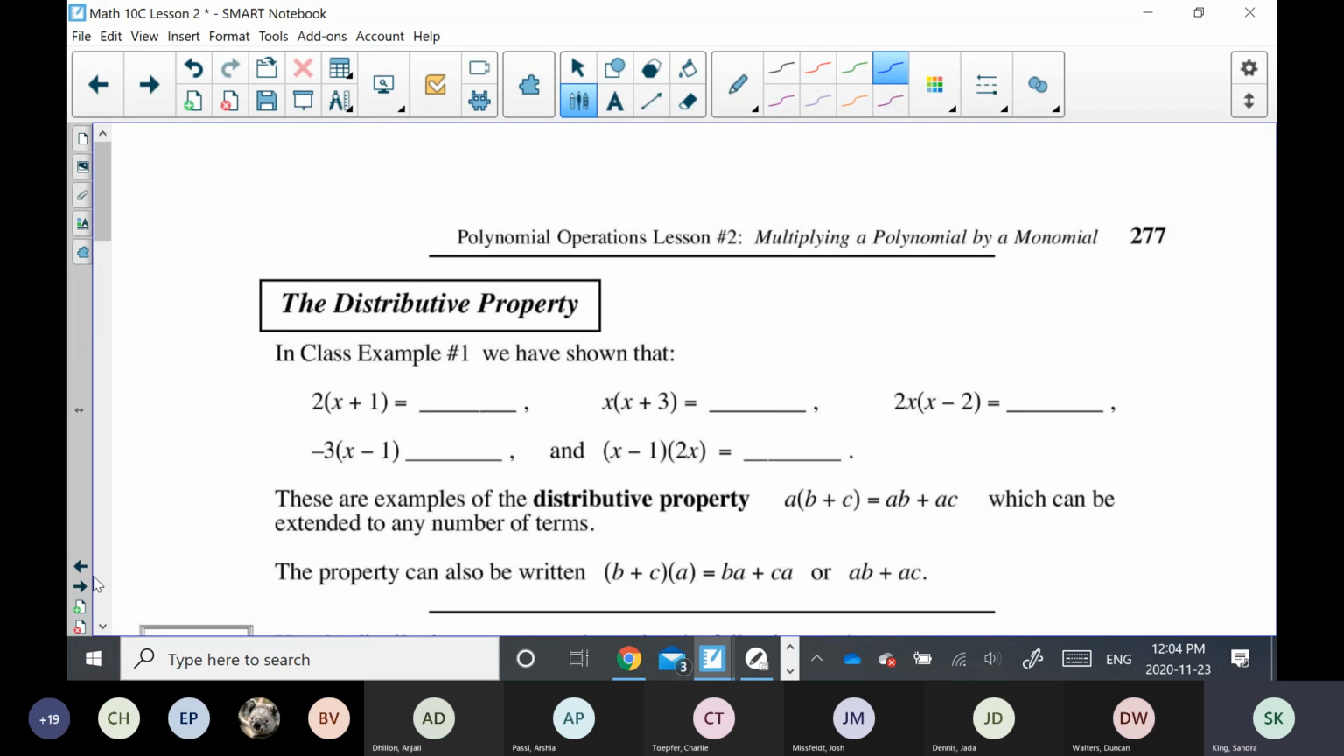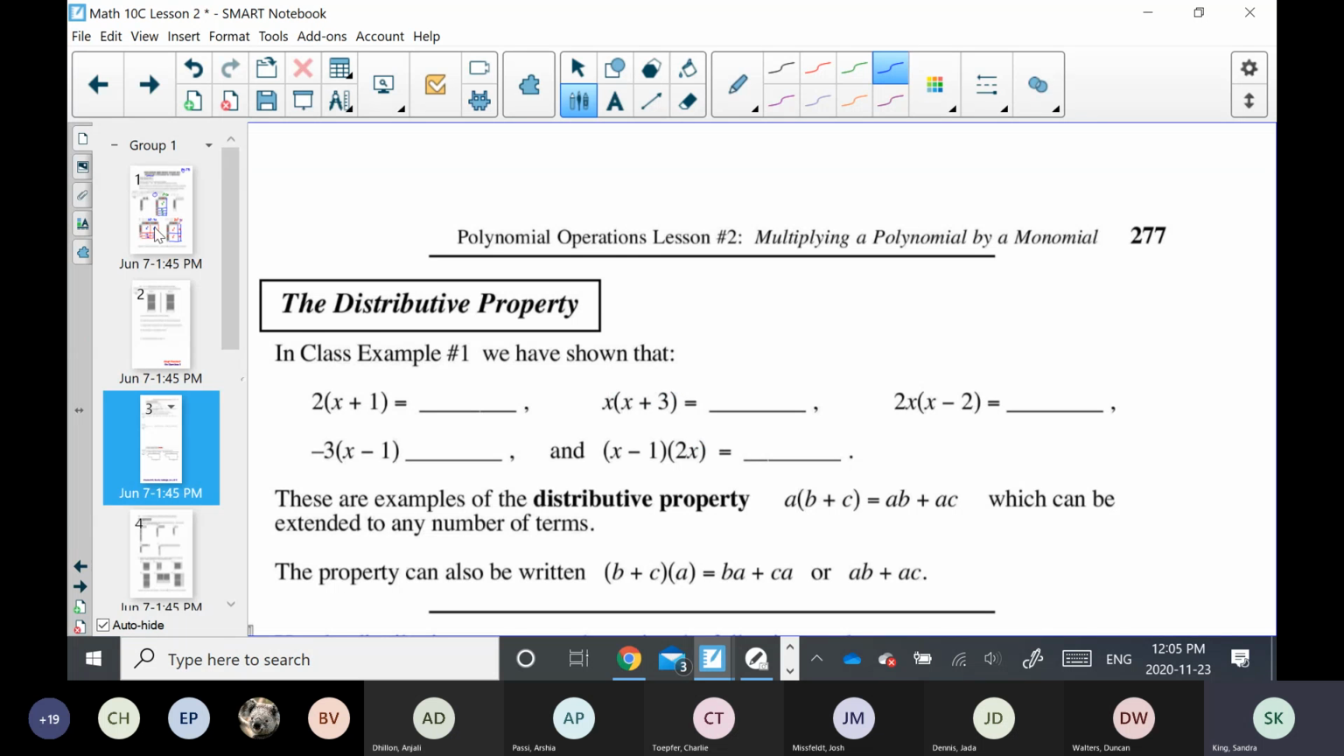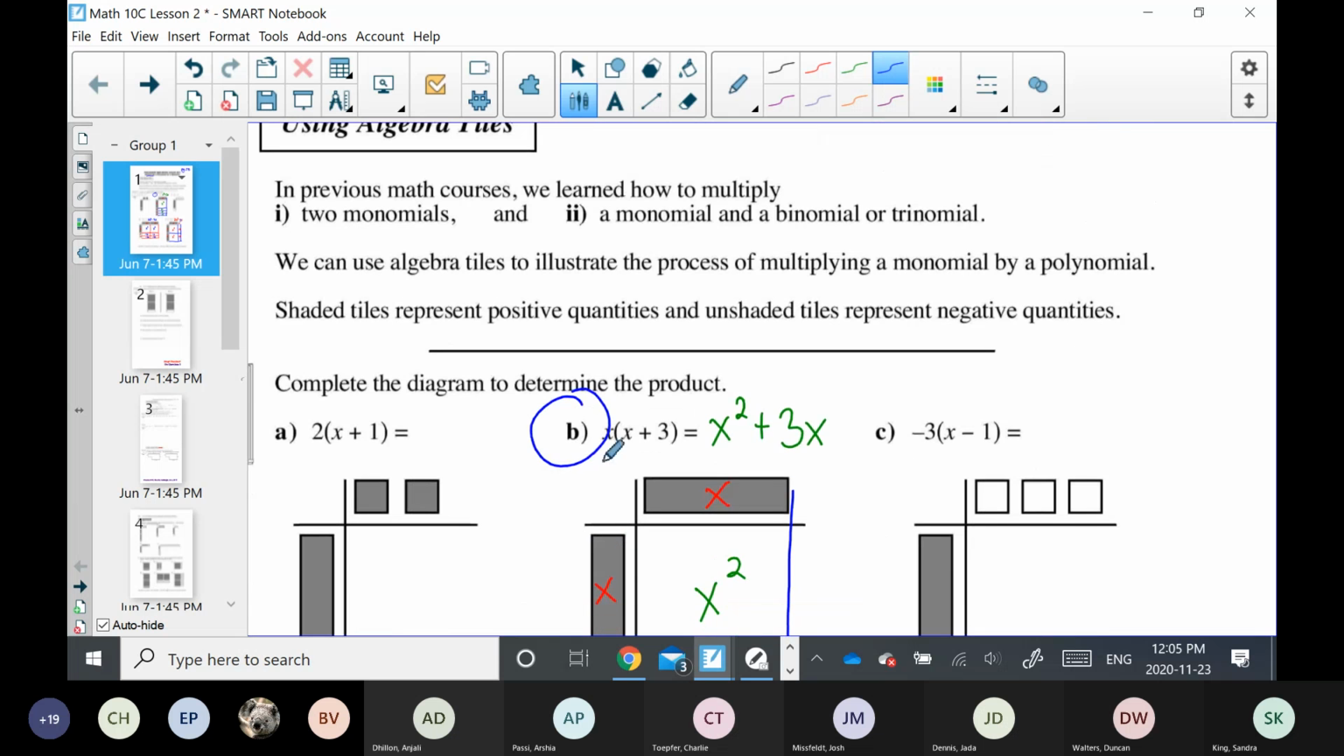Okay, so these examples here on page 277, these are the examples that we just did. And I think we did B, E, and this guy. So when we multiplied x and x plus 3, so if I was just to go back to this, here's the x and the x plus 3. This is what we got as an answer using algebra tiles. I'm going to show you how the distributive property works.